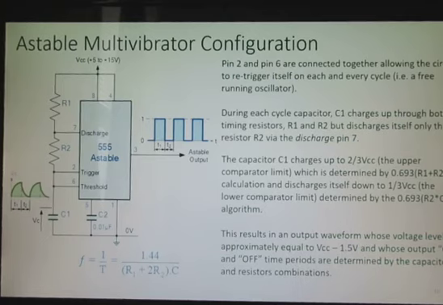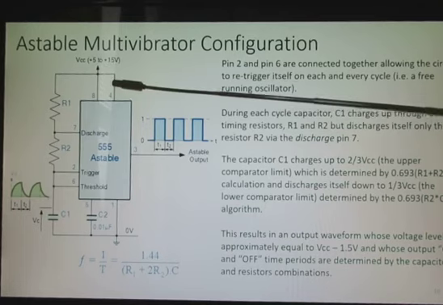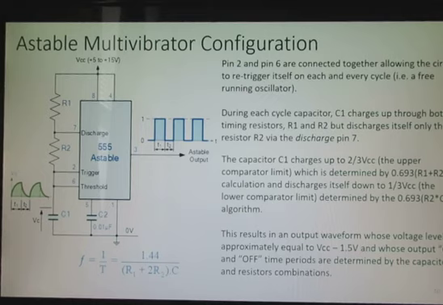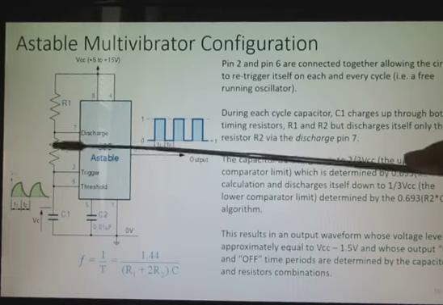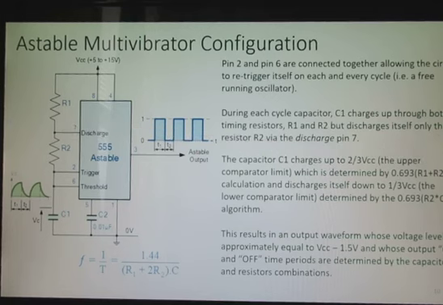So in this configuration, we connect pins 2 and 6 together, and also notice that pin 8 is our power. Pin 4 we're disabling, it's the reset that's active low that I talked about earlier. And during each cycle, C1 charges up through R1 and R2, and it'll discharge through R2. The discharging occurs at pin 7, the discharge pin. The output of the square wave is still at pin 3.